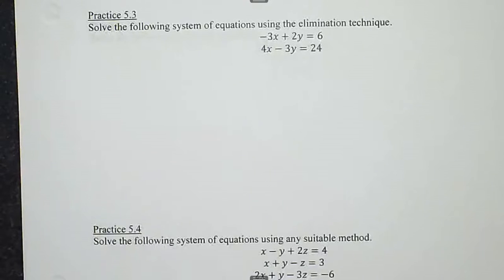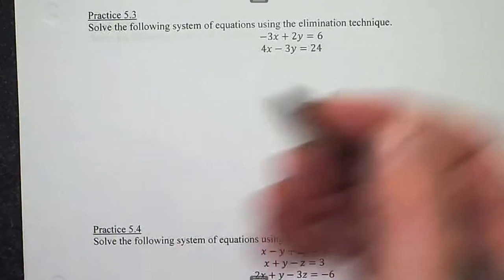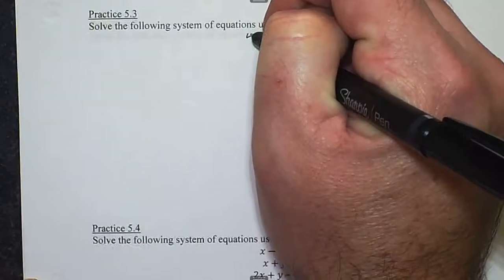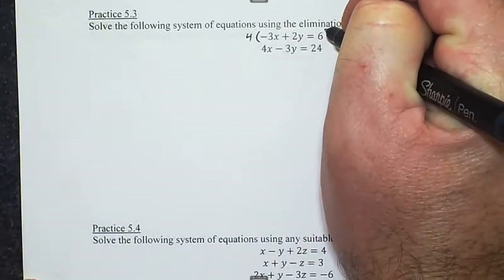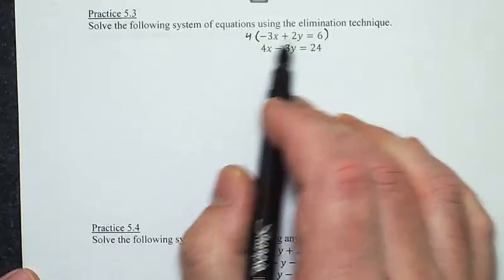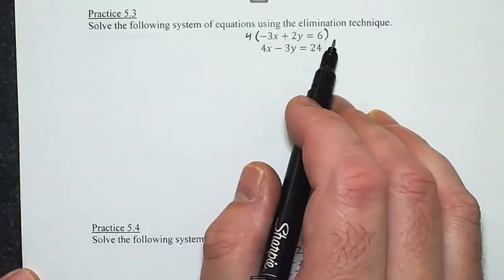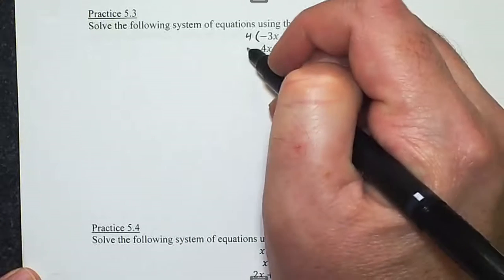Okay, let's go over practice 5.3. What shall I get rid of? I'll do x's. I'm going to multiply the top equation by 4. And I'm just going to write it like that. That's not really mathematically correct. I should put parentheses on both sides, but it gets the point across.